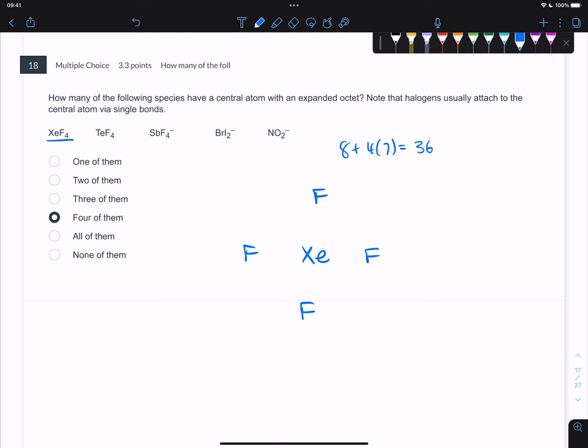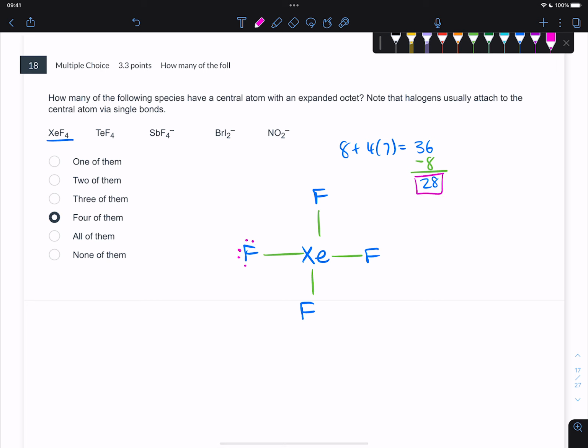Let's bond them once. So if I bond them once, 1, 2, 3, 4, 5, 6, 7, 8, I just used up 8. That leaves me with 28 remaining. I'm checking my math here mentally because I feel like I could screw this up very easily. All right, so I have 28 remaining. I'm going to put those 28 around the edge.